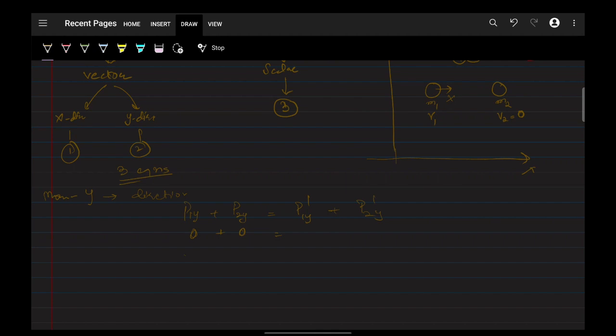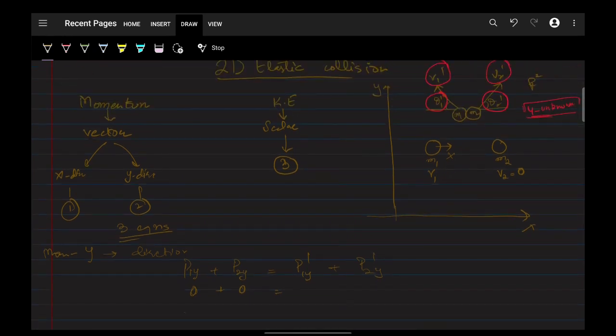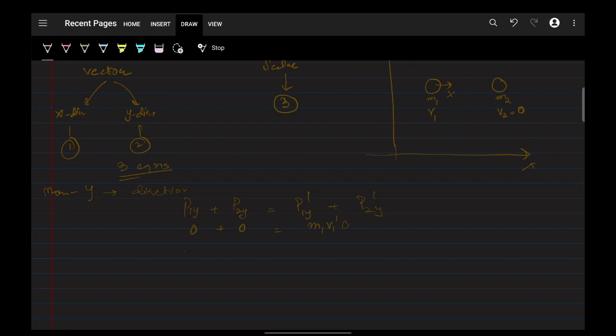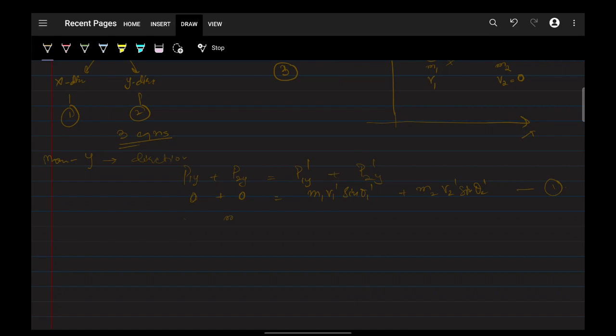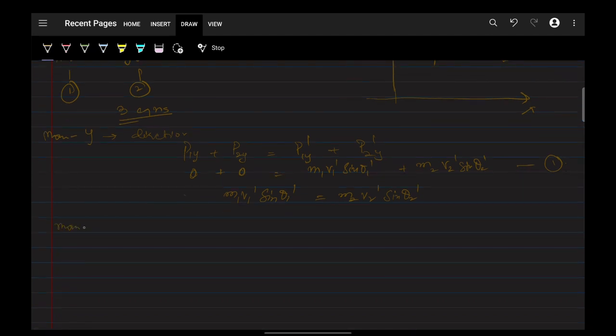As far as after the collision, both of them will be positive in the upward direction, so it will be given by m1 v1 dash sine of theta 1 dash plus m2 v2 dash sine of theta 2 dash. This is the first equation. We can rearrange this in order to solve analytically: m1 v1 dash sine of theta 1 dash is equal to m2 v2 dash sine of theta 2 dash.